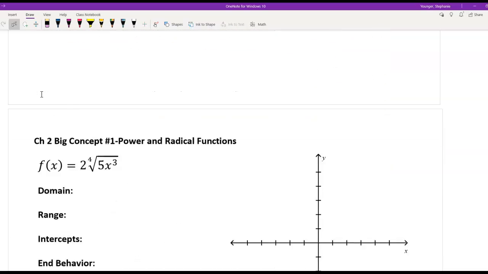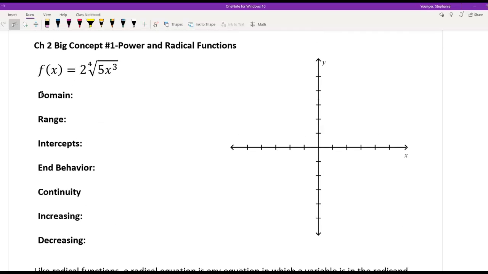All right, so we're going to do another example. Here we have an n of 4 and a p of 3. That means my index is 4, which means it's going to have that square root shape.